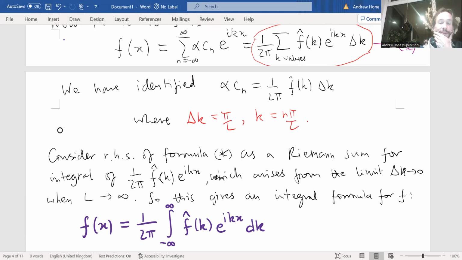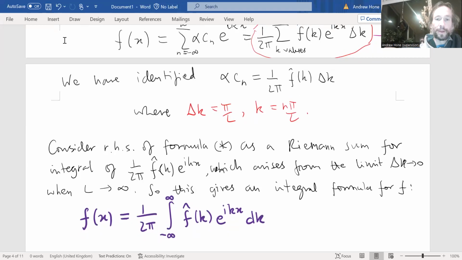I'm not being really precise about all the conditions we need to make this converge, but this is meant to be more of an intuitive understanding of how the Fourier series naturally leads you to think about the Fourier transform. So we've replaced a Fourier series for f by an integral, where the integral is e to the ikx multiplied by some function f hat of k. And f hat of k is the analog of the Fourier coefficients.